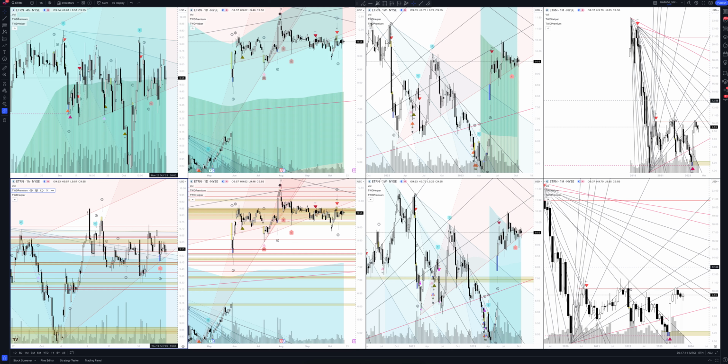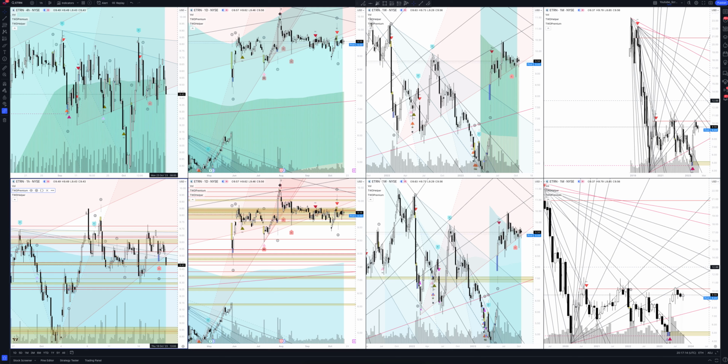Today we will take a look at Equitrans Midstream Corporation stock. Let's analyze the market situation and find out how you can make money on it. Let's start.